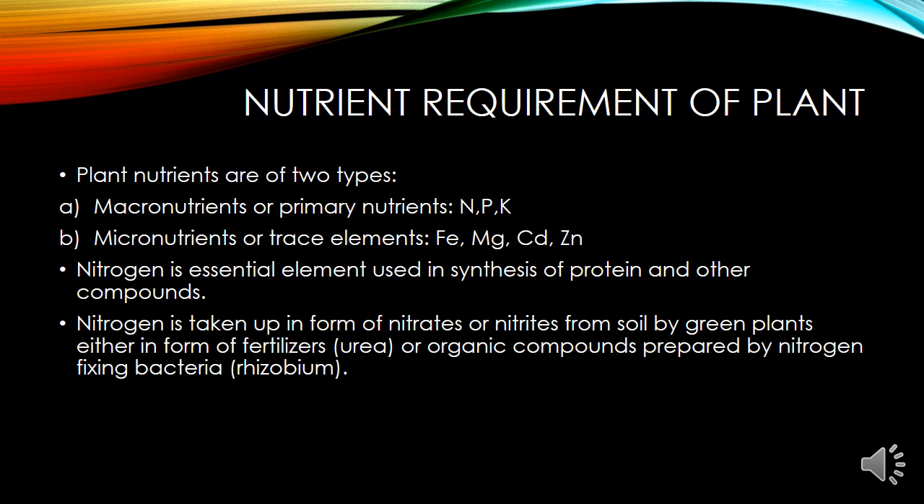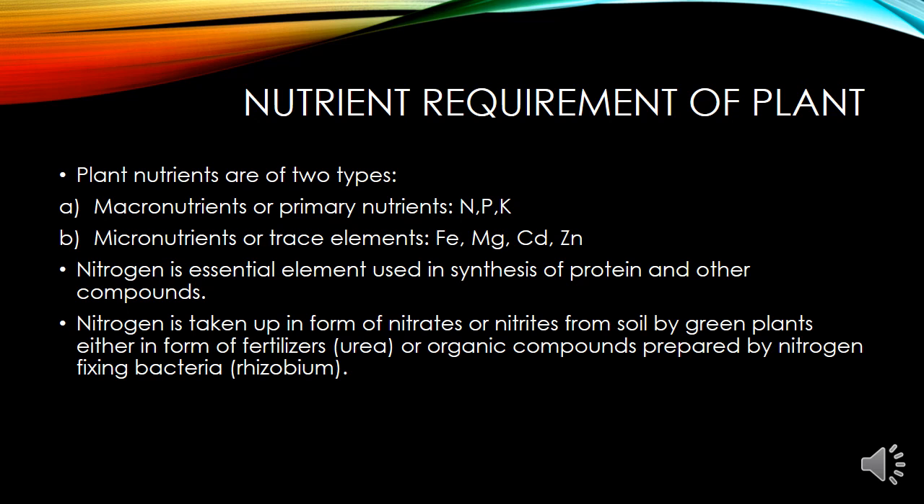It is used in synthesis of protein. Plants also need protein, and for the synthesis of protein, nitrogen is used. Nitrogen is taken in the form of nitrates or nitrites from the soil by green plants, either in the form of fertilizer, as I have told you, urea being a very important fertilizer, or the compounds prepared by the nitrogen fixing bacteria rhizobium. As you know, rhizobium is a bacteria which resides in root nodules of leguminous plants.